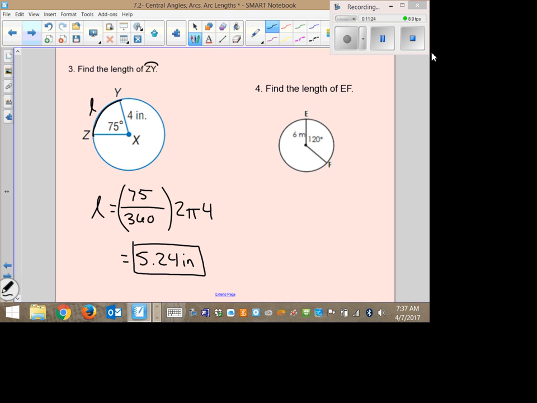Alright, let's find the length of EF. So we have our degree is 120 degrees by our 360. And then our radius is 6, so we get 2 pi r. Multiplying that out, we get 12.57 meters.